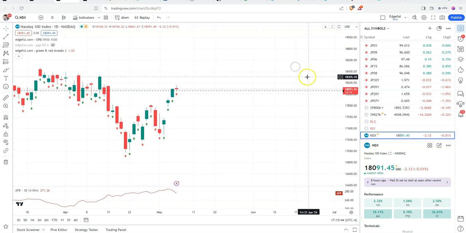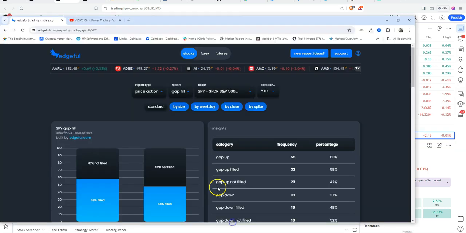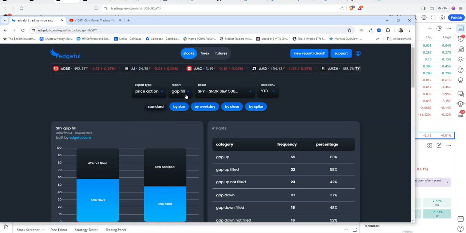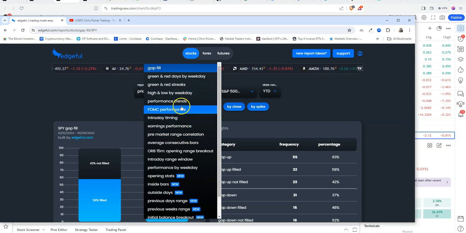I can do it on my end. Well, if you want to switch back to Edgeful and go to that green and red streaks report, I'll show you how to use this. Sure. So, is it within the price action? Yep, price action. And then I think it's the third or fourth, the third one down.